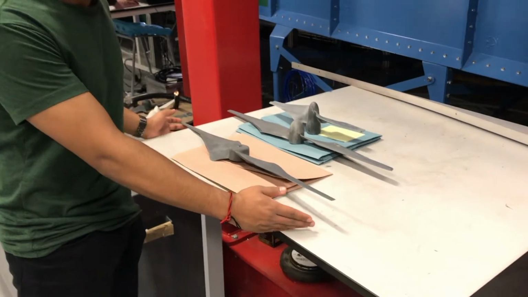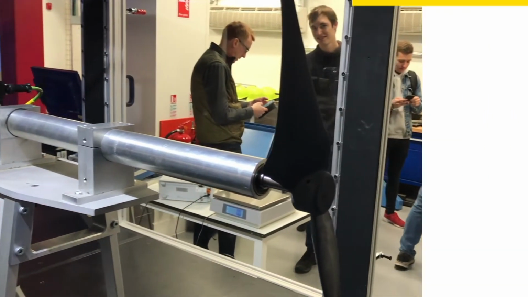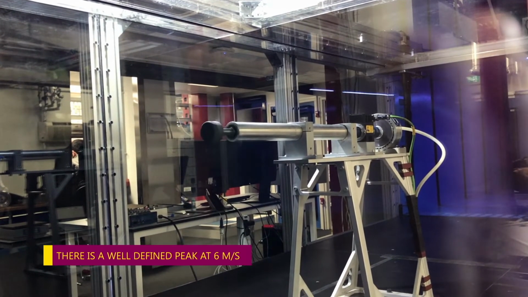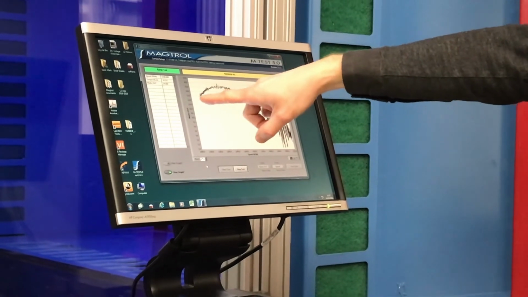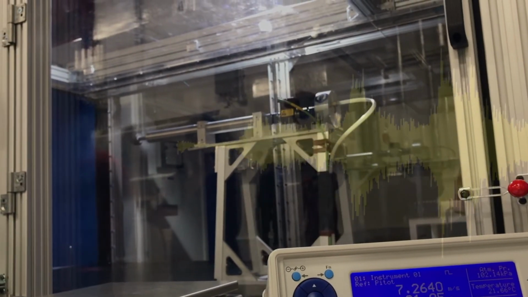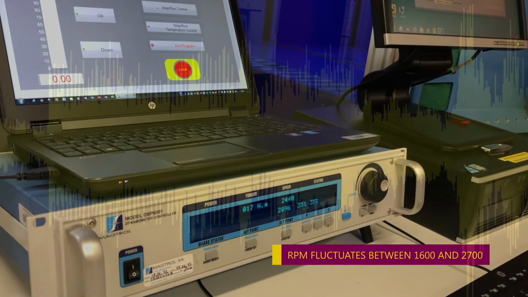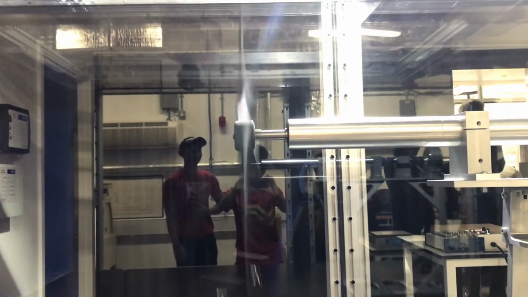The turbine was tested in a wind tunnel at different wind speeds. As the speed increased, the curve of power against RPM was expected to move higher and to the right. However, our results didn't match what we expected. We successfully tested it at 6 meters per second, but as we increased the speed, the turbine started producing loud noises and the RPM was very unstable. So we decided not to test it at 8 or 10 meters per second.